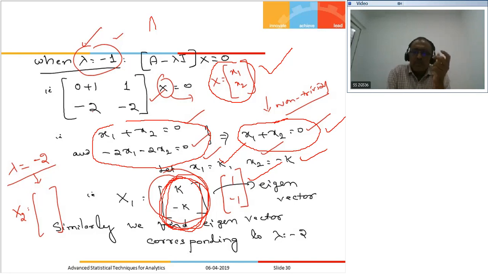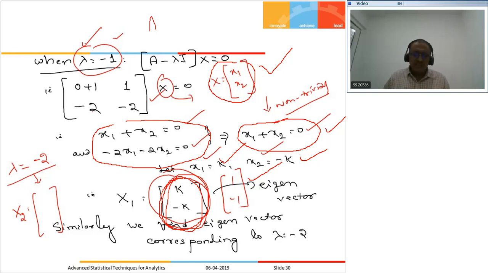If you remember, there are many combinations, right? Suppose I take x1 as 1, x2 is minus 1. If I take x1 as 1 by 2, x2 is minus 1 by 2. Suppose I take x2 as 1, x1 as minus 1. Like this, how many x1s and x2s will we have? Infinite. That's why in all these cases we will get an infinite number of solutions. So how to get it? Very simple. Assume let x1 equal to k, or either way x2 equal to k. Here I took x1 equal to k. When x1 equal to k, x2 is minus k.